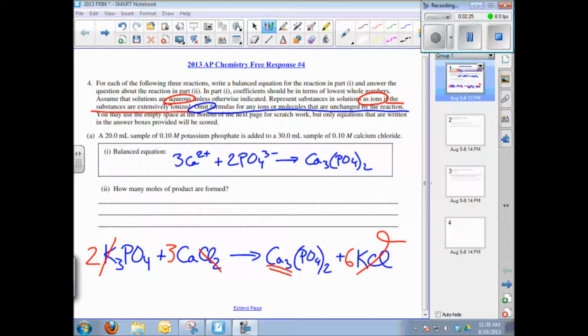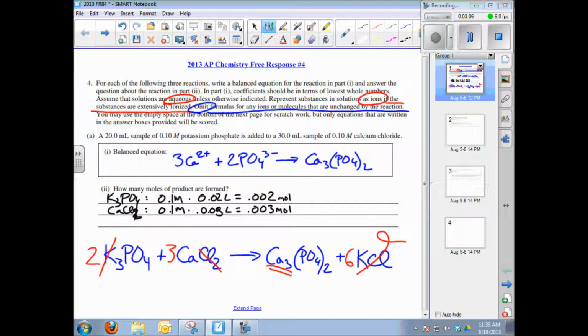Second part of the question, how many moles of the product are formed? Well, you have to figure out how many moles of each ion are present. So for the potassium phosphate, we had 0.1 molar and 20 mL, or 0.02 liters. That's 0.002 moles. For the calcium chloride, CaCl2, we had 0.1 molar and 0.03 liters, 30 mL. So you get 0.003 moles of calcium ion.